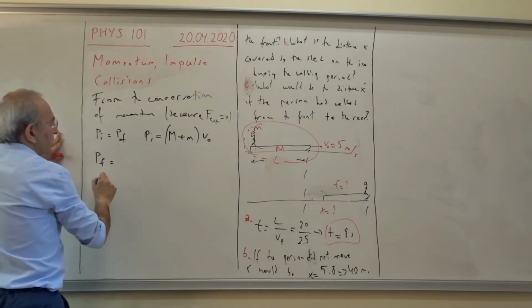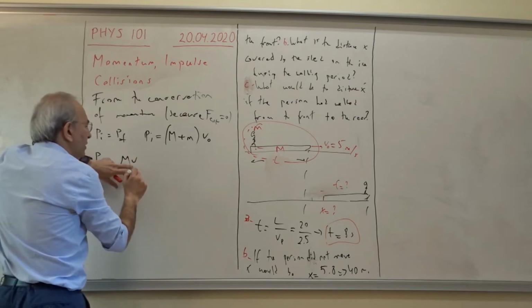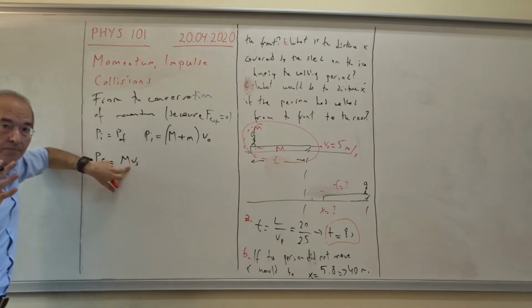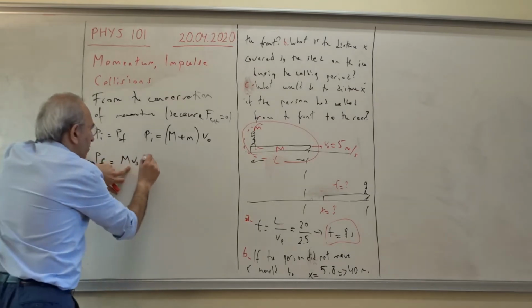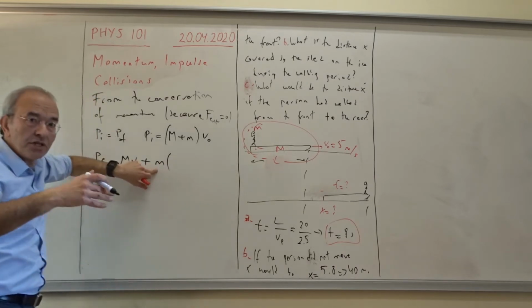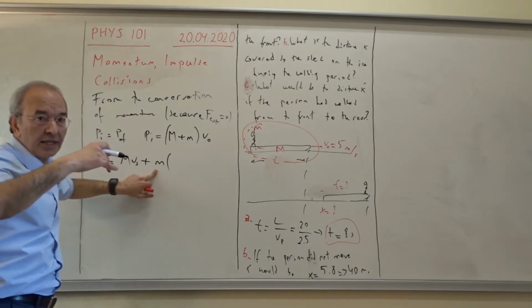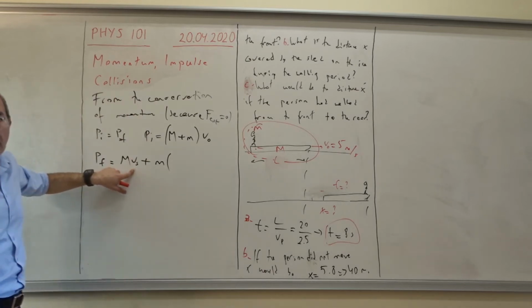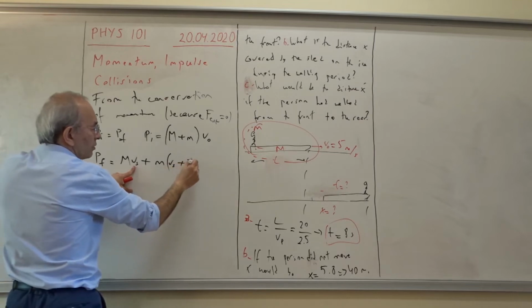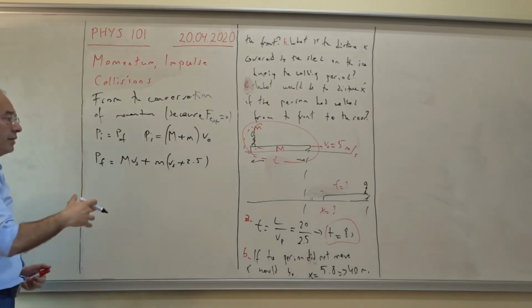And P final is, now the total mass of the sled is moving at some Vs, which we don't know, plus the mass of the person, but that person is moving at a speed which is 2.5 meters per second greater than this unknown Vs. So we have right here, whatever Vs it is here, plus 2.5. And these two things are equal.